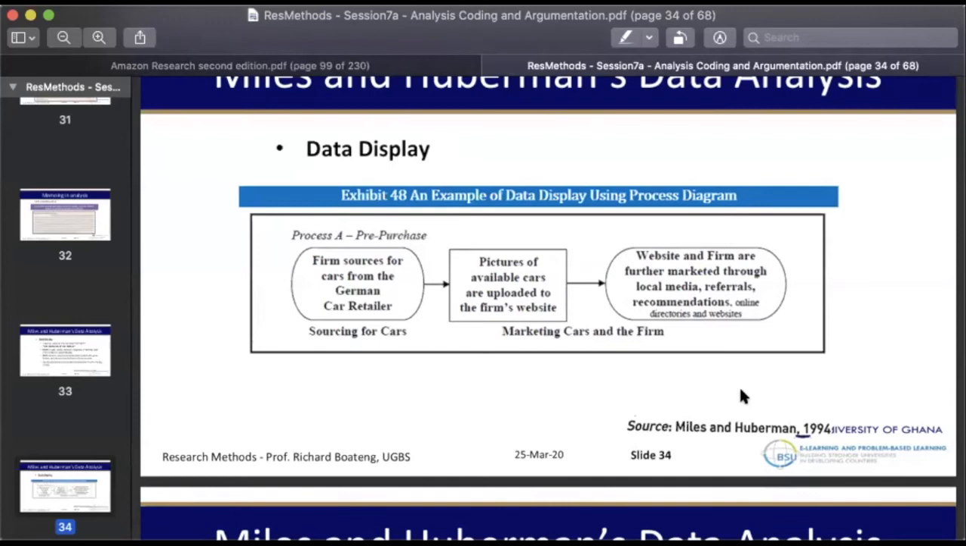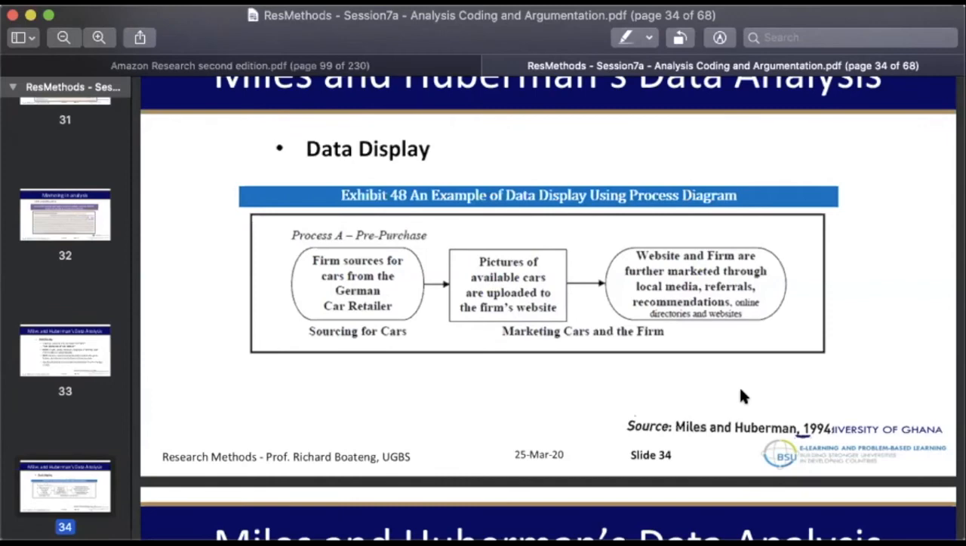And after the long description, you just put this particular diagram and that tells you how the used cars are being purchased. It says that number one, in the pre-purchase process, a firm sources the cars from the German retailer, that's sourcing. Pictures are placed on the cars and uploaded on the website. And the website and the firm are further marketed through local media, referrals and recommendations, and online directories and websites.